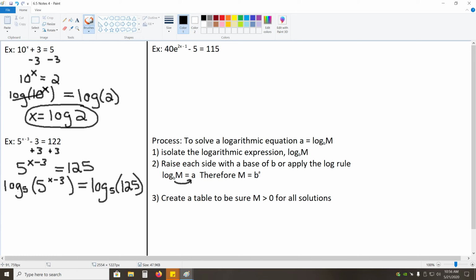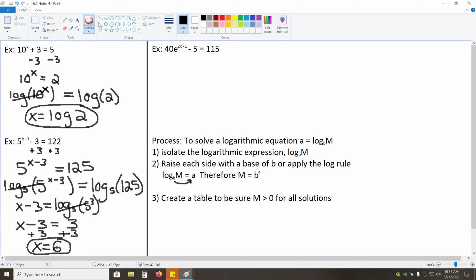Okay, and when we do this, log base 5 of 5 will cancel out, leaving us with just x minus 3 equals log base 5 of 125. Well, log base 5 of 125, we can rewrite this as log base 5 of 5 to the third power. And now again, log base 5 of 5 will cancel out, leaving us with just 3. So x minus 3 equals 3. And adding 3 to each side of the equation, we get x equals 6.